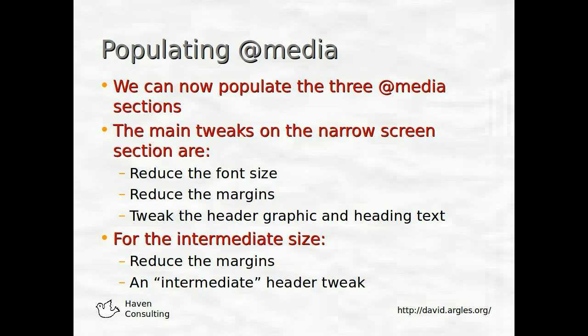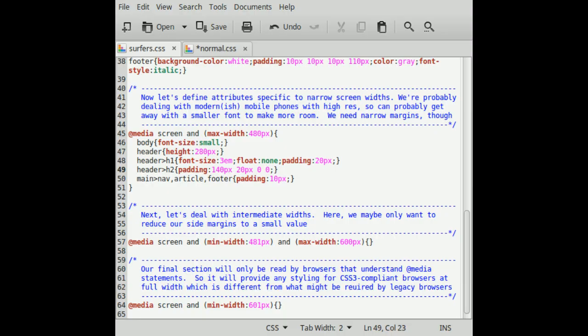Having introduced the 3 @media sections, we now need to populate them. So let's have a look at the first one, which we'll take as being the one that defines our narrow screen display. And let's think about the 3 main tweaks we want to make. We'll reduce the font size, because although it's small, if we don't reduce the font size, then it will tend to make for very few words on a line. So reduce the font size, then reduce the margins so that we make maximum use of the space available, and we'll tweak the header graphic and the heading text just to make it look right.